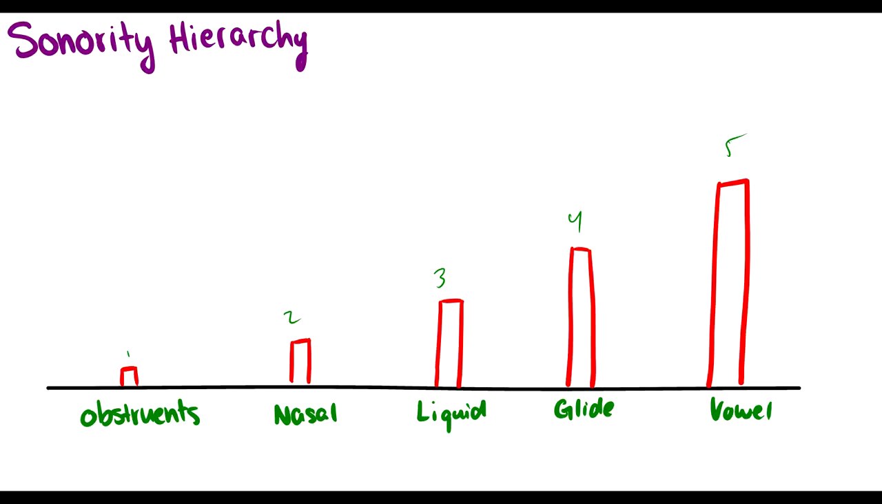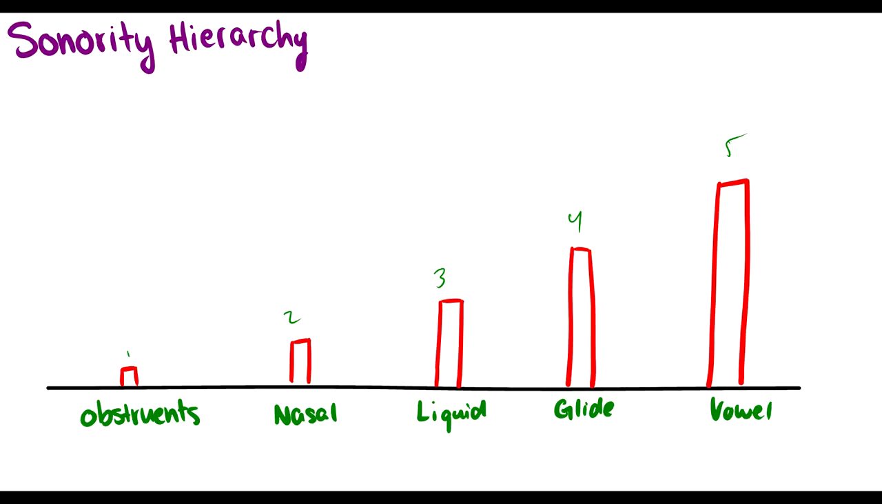Liquids are L and R, so L and R. Glides are our semi-vowels, so W and Y. And vowels, of course, are the vowels. So, we assign them points. Now, why do we assign them points? Why do we assign them sonority points?